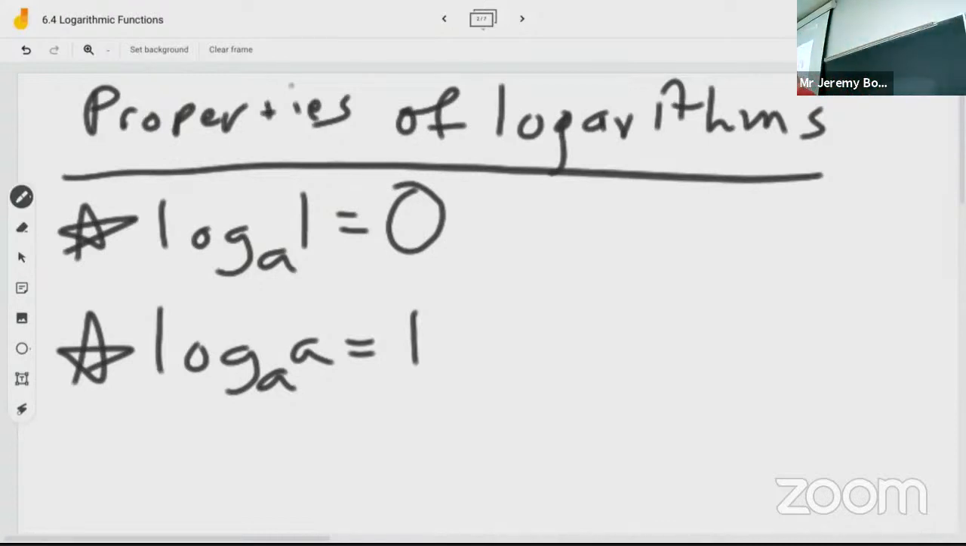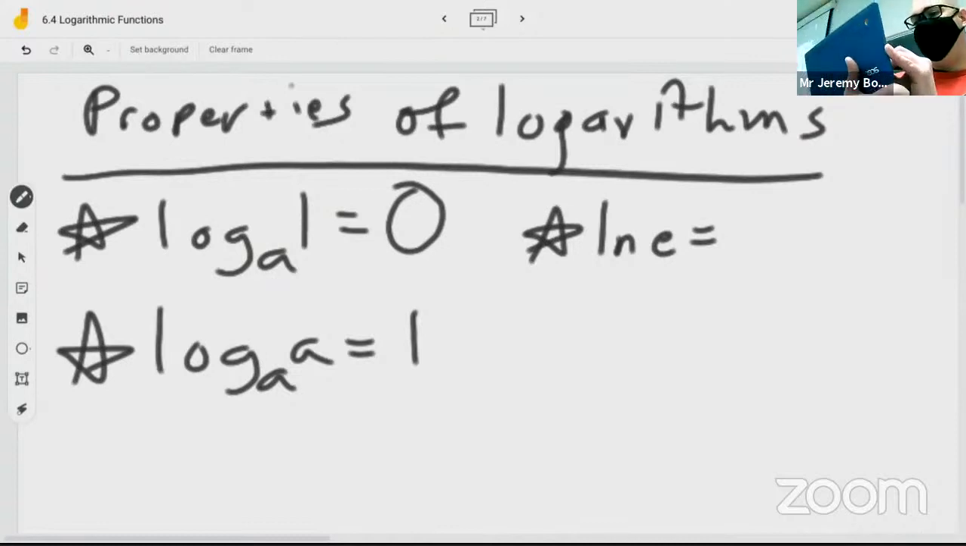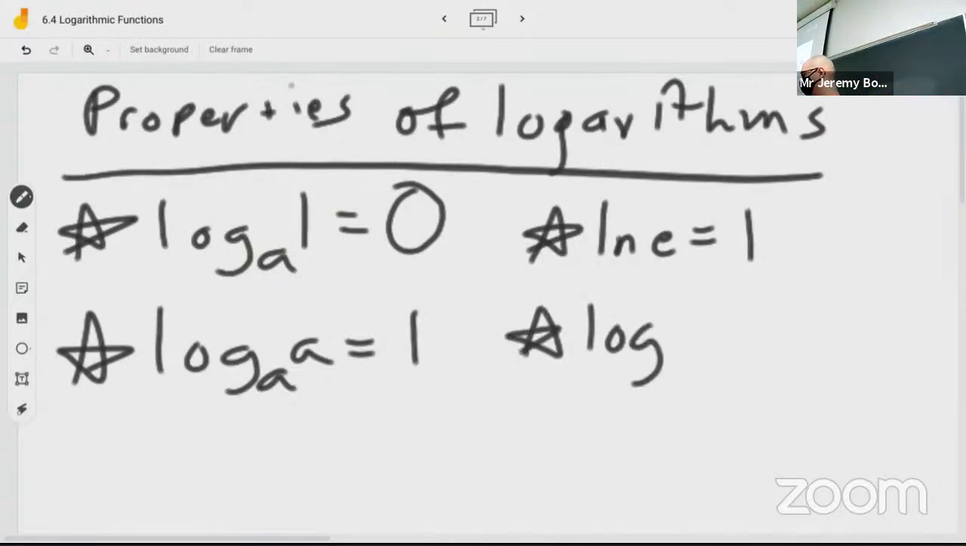So that leads to 2 more properties. If you have the natural log of E, what is that going to be? What's the base there? It's E. So you're saying, what power do I need to raise E to get E? 1 once again. And we can do the same thing for our common logarithm. If it's log of 10, it's an understood base of 10. So that's just going to be 1 as well.